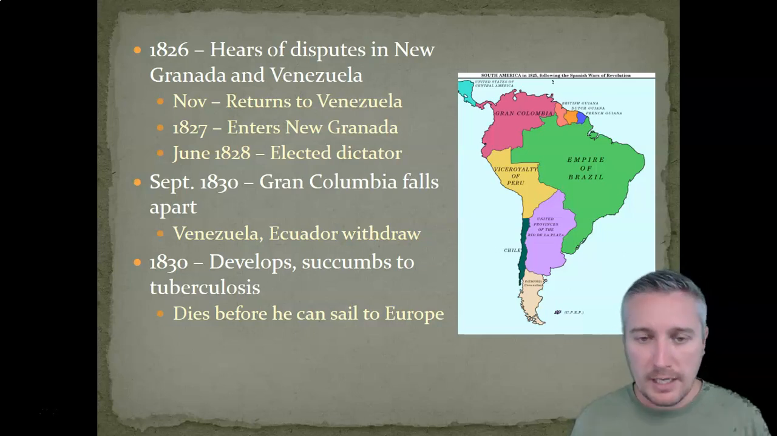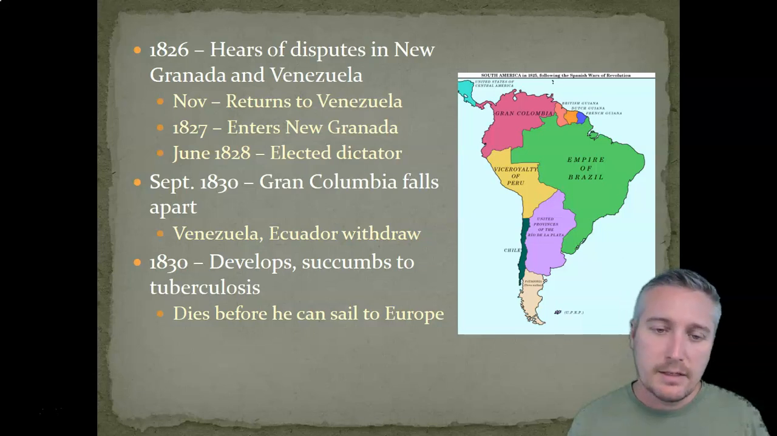Venezuela withdraws. Ecuador, who didn't really want to be in it in the first place, withdraws. And by this point, Bolivar has had a lifetime of fighting, which does wear on one's body. In 1830, he does set sail for, or at least makes plans to set sail for Europe to try and recover from tuberculosis that he has fallen ill to. But ultimately, he does die December 17th, 1830, before he could even leave for that.